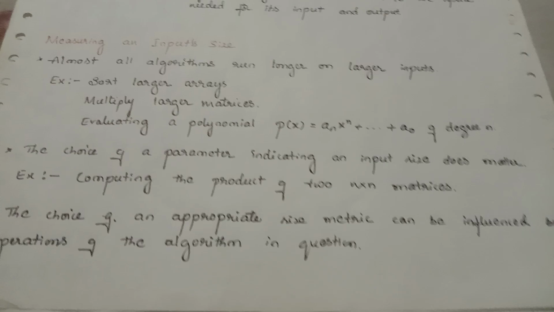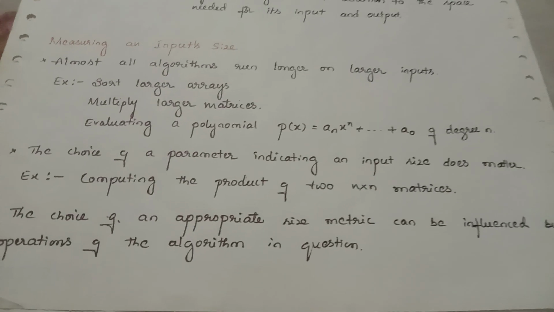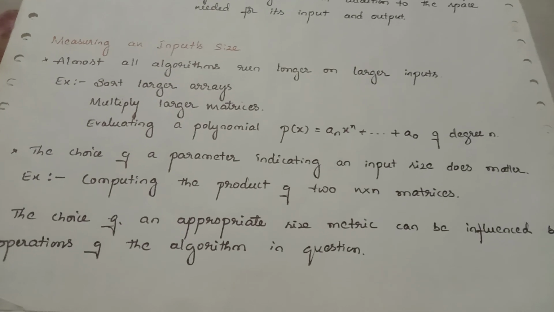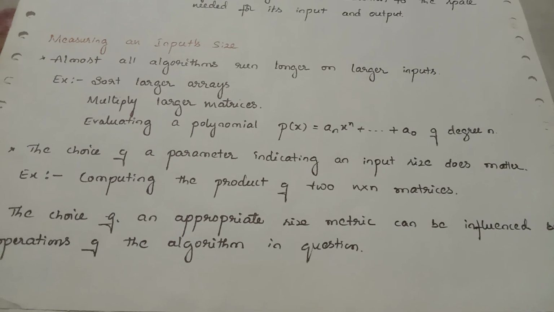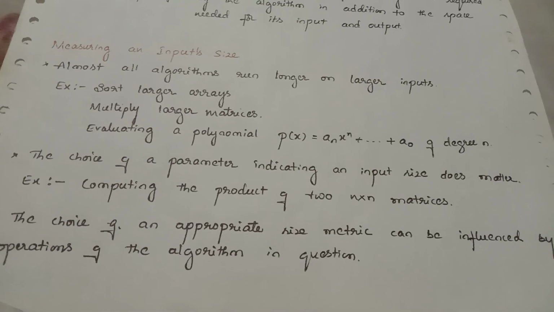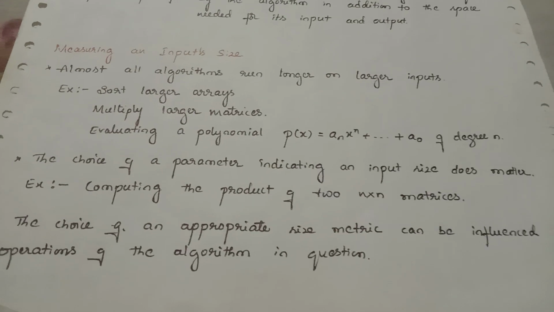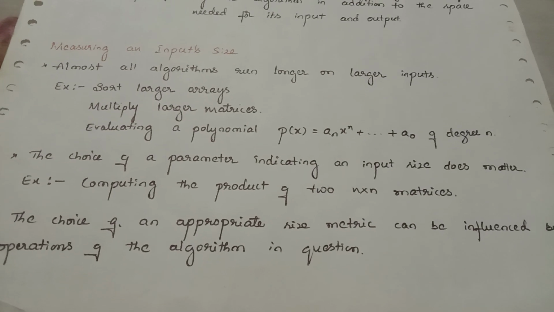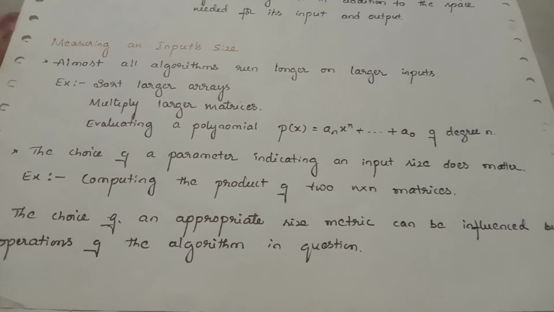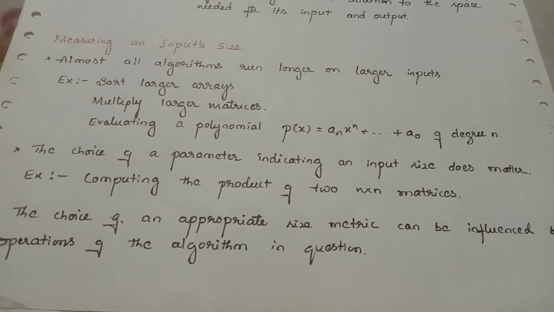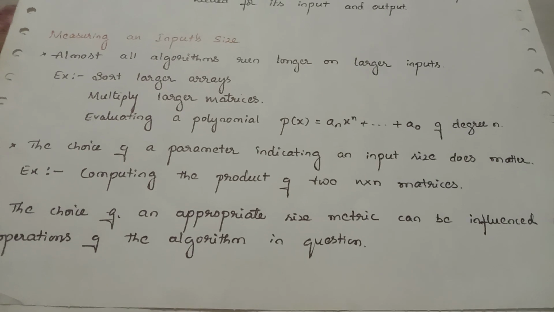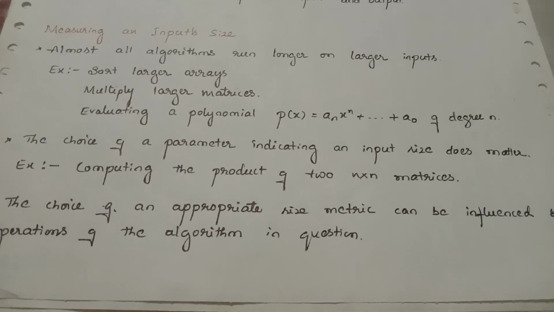In most cases, selecting a parameter to indicate the input size is quite straightforward. For example, if we take the problem of sorting, what is the input we are going to give? That is an array of elements, a list of elements. That is a simple thing. There the size means the number of elements you are going to give, and that indicates the input size. This is quite obvious.